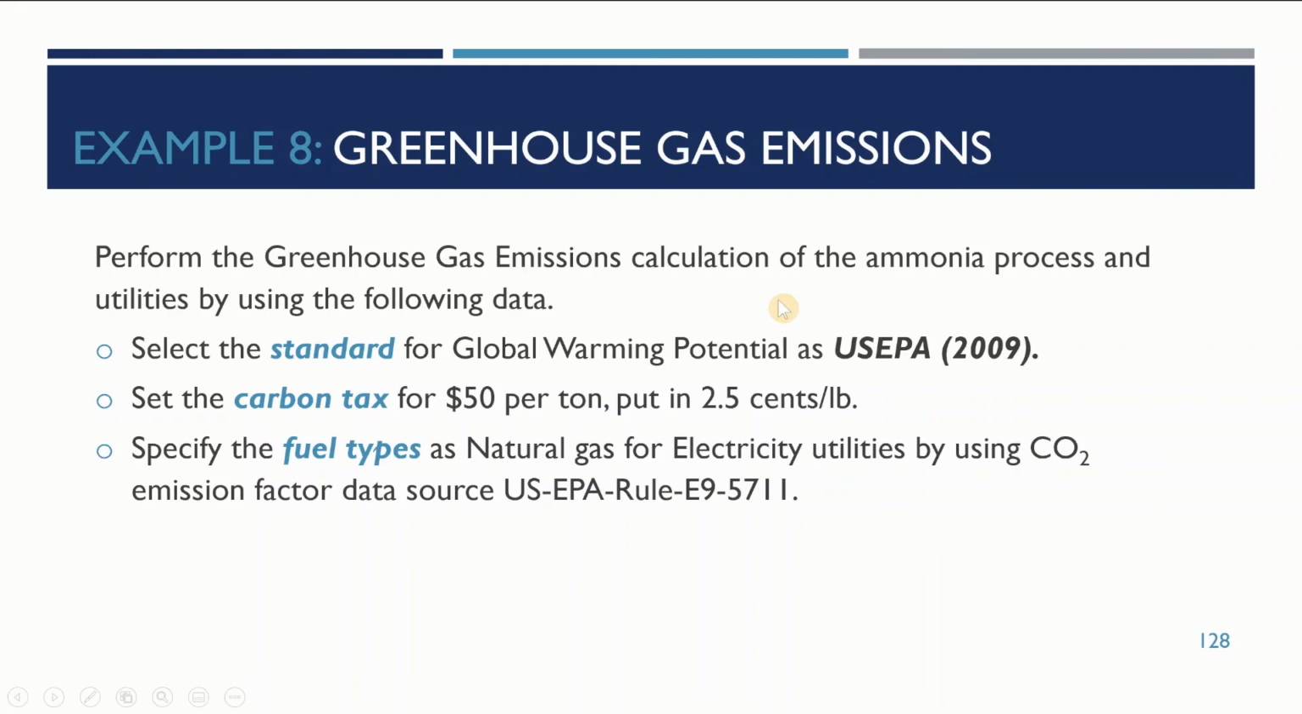You can also perform the greenhouse gas emission calculation of the ammonia process and utilities by using the following data. Select the standard for global warming potential as US EPA 2009. Set the carbon tax for $50 per ton by putting in 2.5 cents per pound. And then specify the fuel types as natural gas for electricity utilities by using CO2 emission factor data source as US EPA Rule E95711.